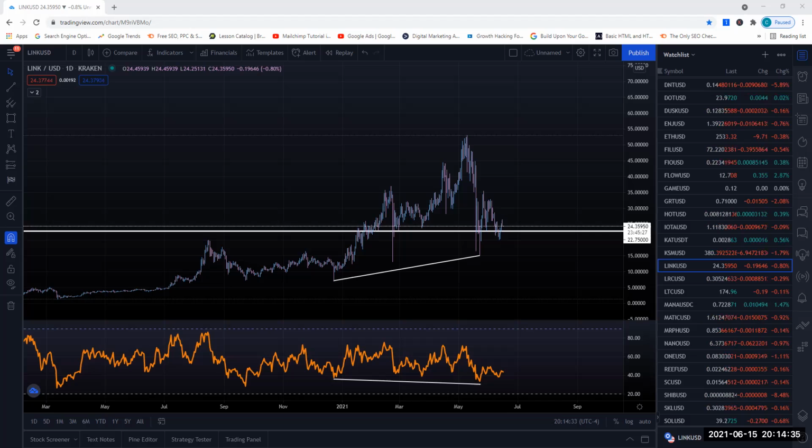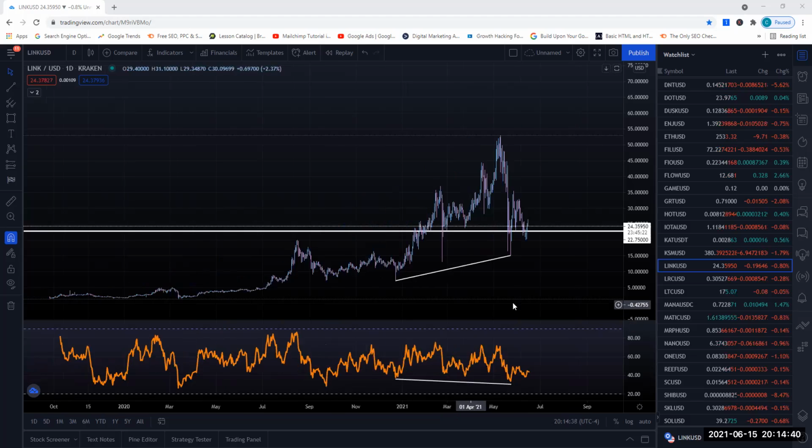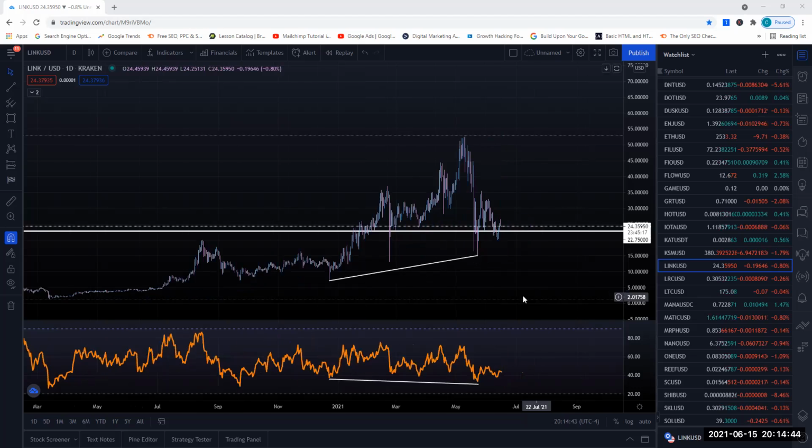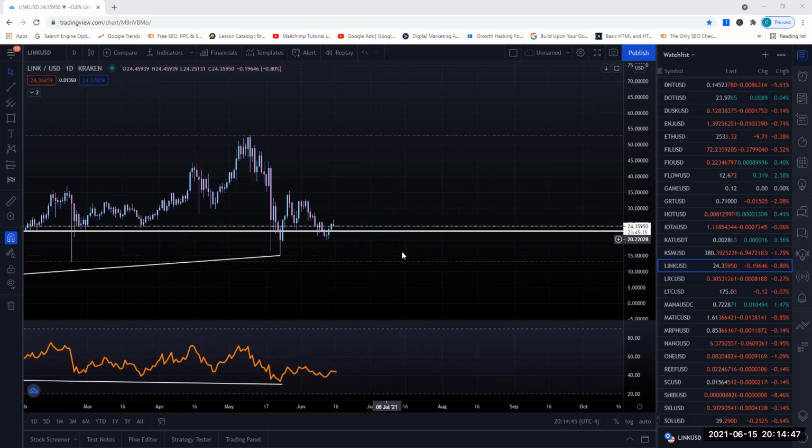Today's review will be on Chainlink. So let's get down to it. I do see Chainlink starting to set up, or has already set up, a bit of a divergence, waiting for this safety trade to play out.